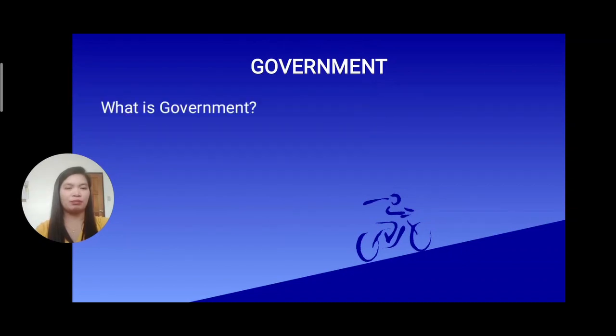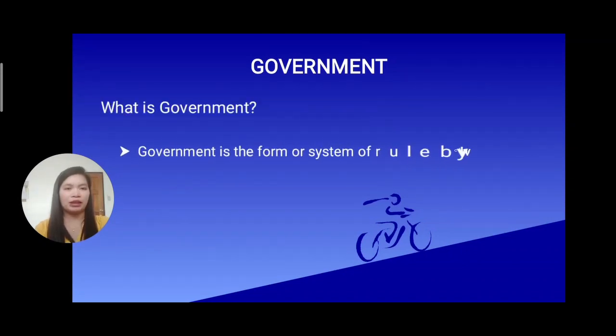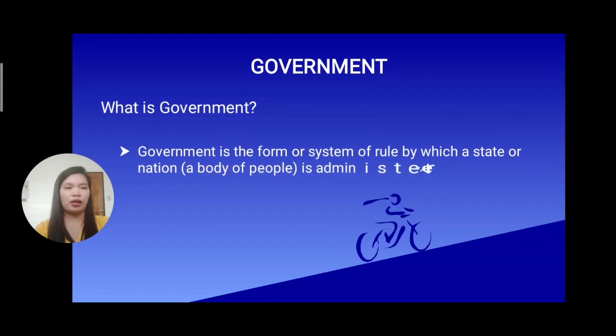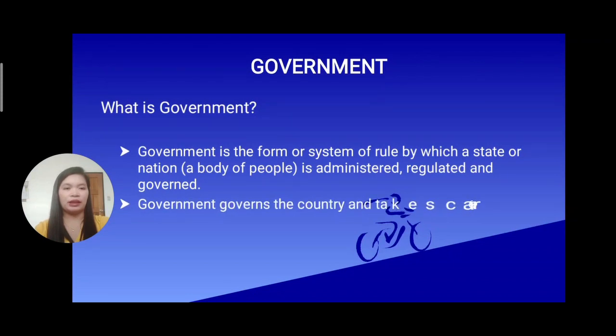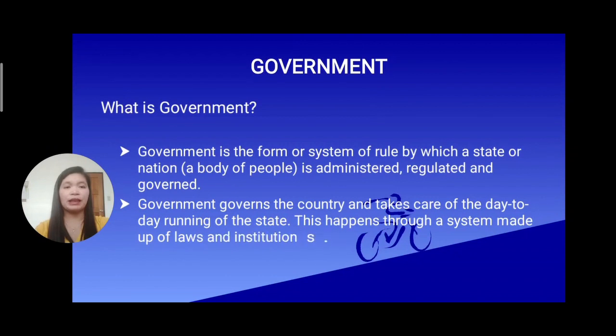So what is government? Government is the form or system of rule by which a state or nation or a body of people is administered, regulated, and governed. Or we simply say that government governs the country and takes care of the day-to-day running of the state. This happens through a system made up of laws and institutions. There are many forms of government, which will be discussed by the next presenter, and one of those is democracy.